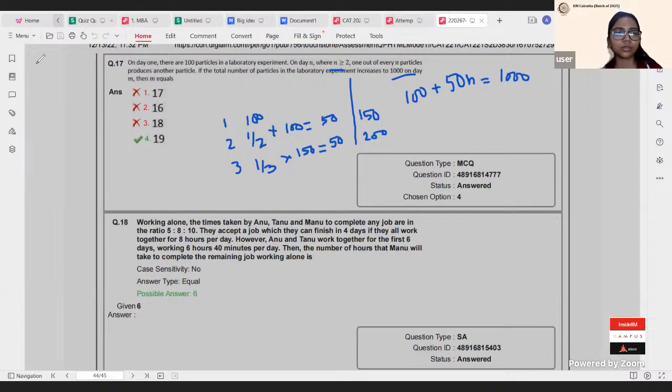No, wait. So this is going to be 100 plus the increase of 50 for each day. So the increase should be 1000. In this case, at the rate of increase of 50 particles per day, it has to take around 18. So here n should be 18.